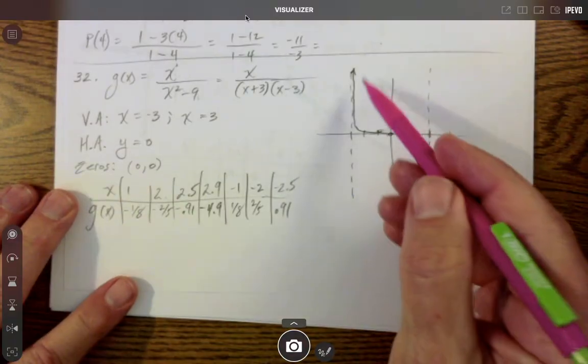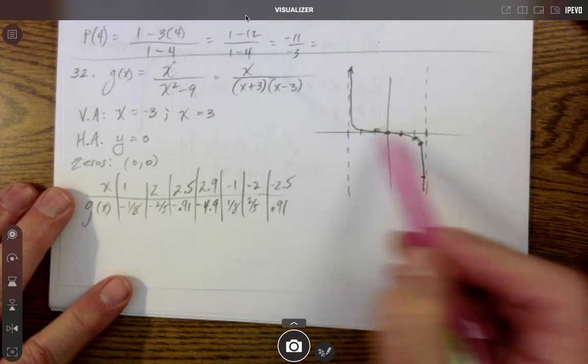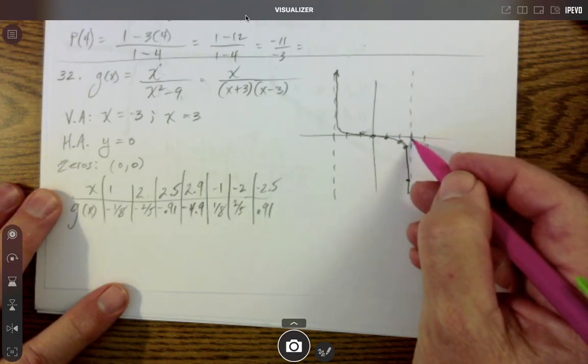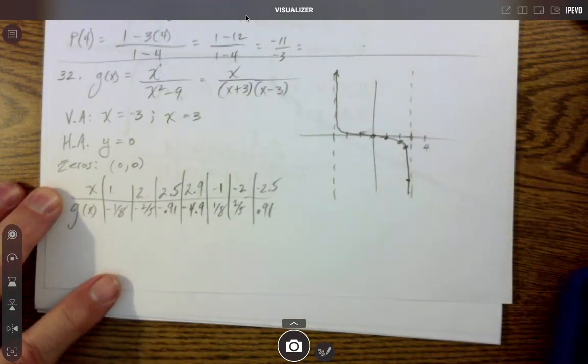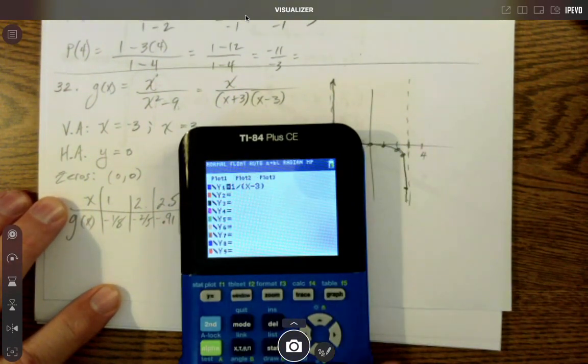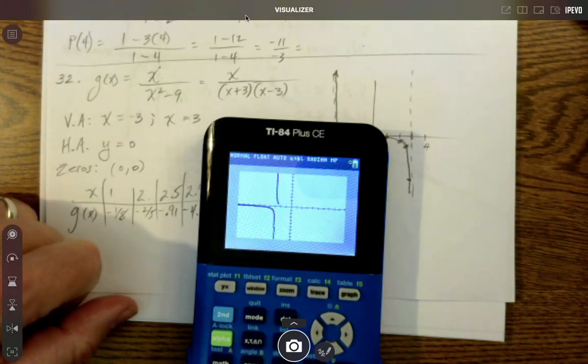All right, so that's what's happening in between the two vertical asymptotes. Now, what is happening outside? So for that we would need to know what's going on at 4 and in between 3 and 4, for instance. So for the sake of time, let's cheat a little bit and just graph x divided by x squared minus 9. We'll graph that and see what's going on.